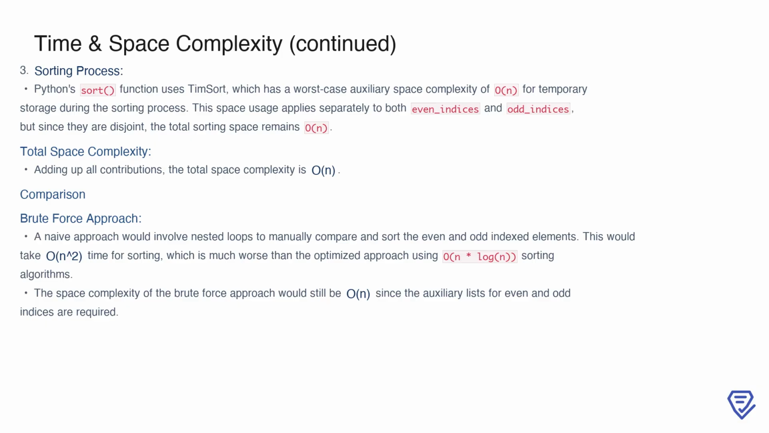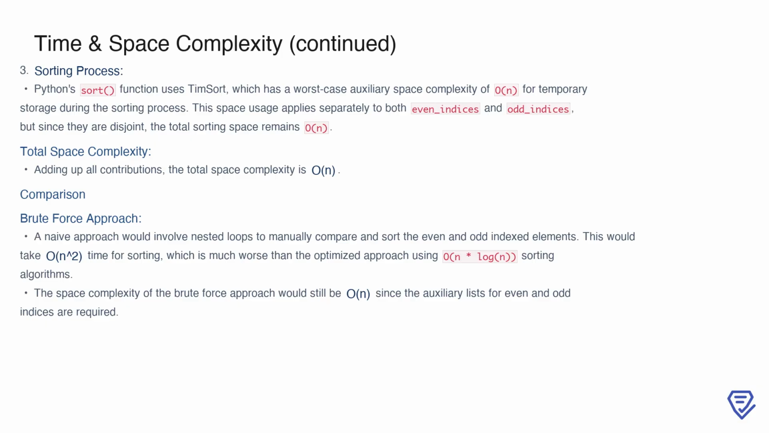Comparing this with a brute force approach, where nested loops would manually compare and sort the elements, the naive method would take O(n squared) time. This is significantly worse than the O(n log n) achieved here. However, the space complexity for the brute force approach remains O(n), as it also requires auxiliary lists for even and odd indices.